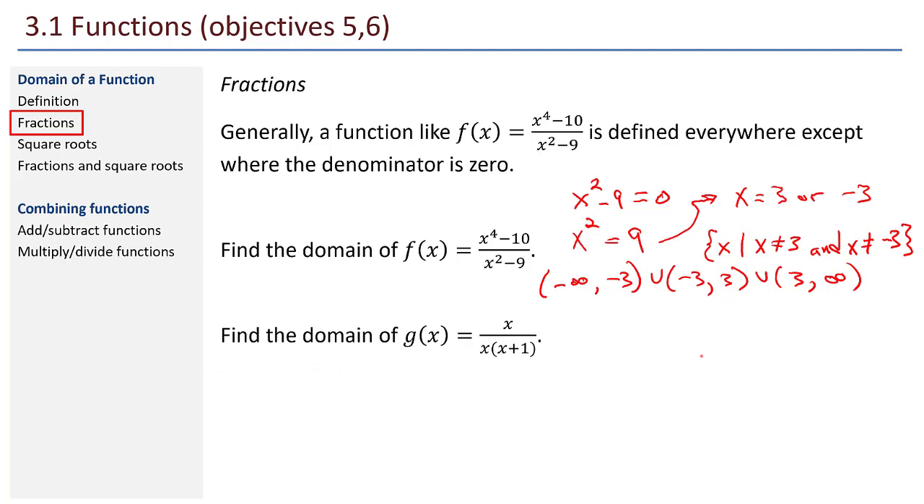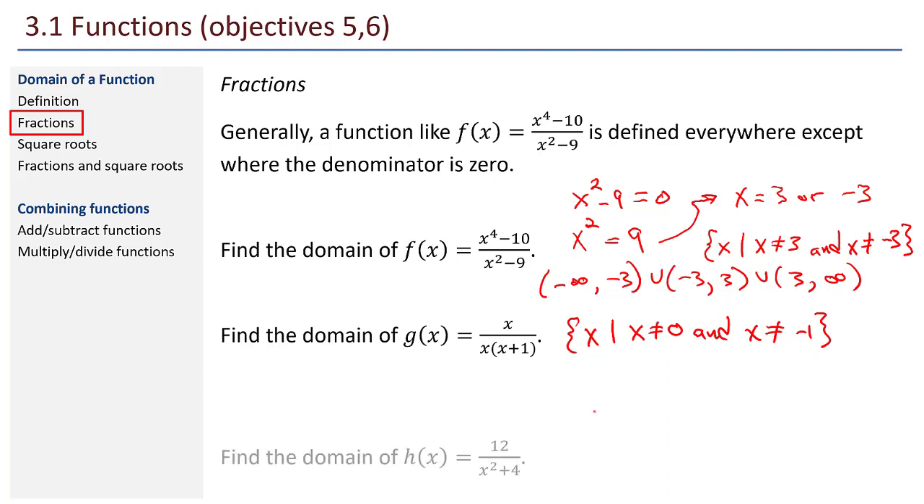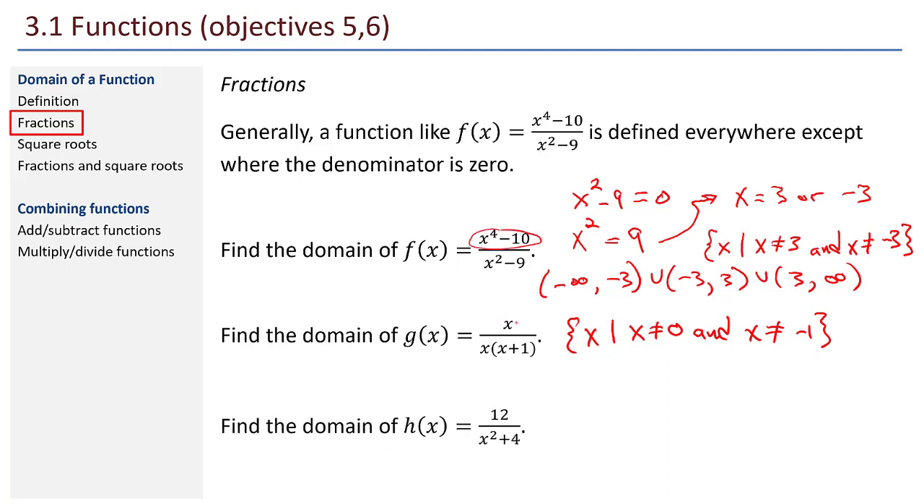How about this one? Find the domain of g of x equals x over x times x plus 1. Well, again, it's wherever the denominator is 0. And the denominator is going to be 0 if either x equals 0 or x equals negative 1. So let's write the set of all x such that x does not equal 0 and x does not equal negative 1. There's that domain. And by the way, the numerator doesn't matter at all in any of these. The numerator can be anything.